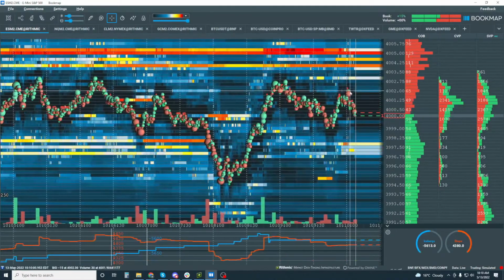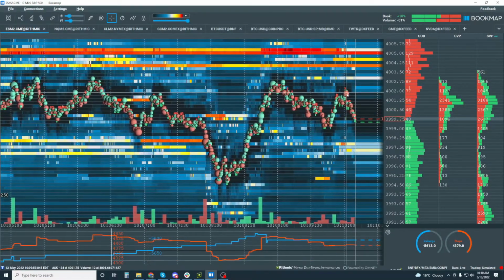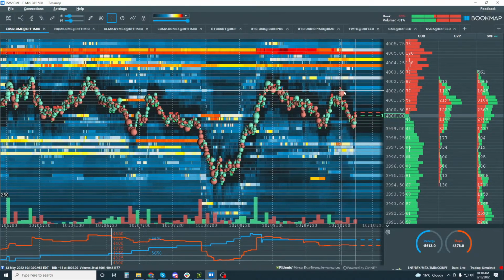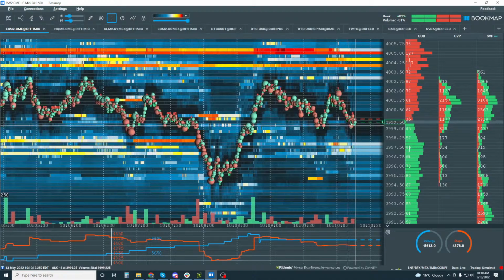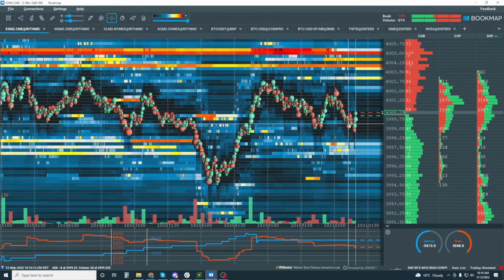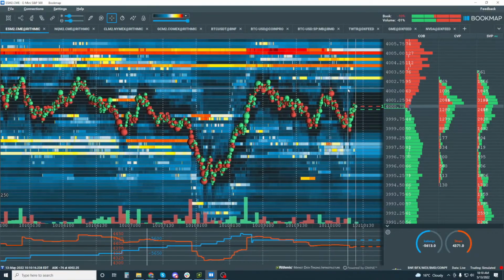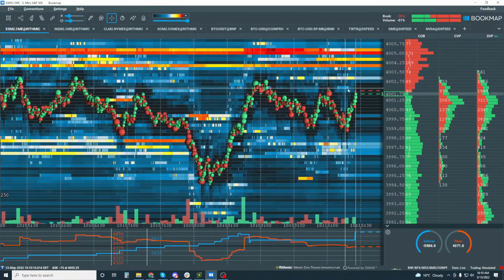Not a lot of buying up there at all. This is not what we're looking for. And they couldn't even make a higher high here. So not looking good actually at the moment. Let's see if we can get the buyers back up here around 02. There they are.